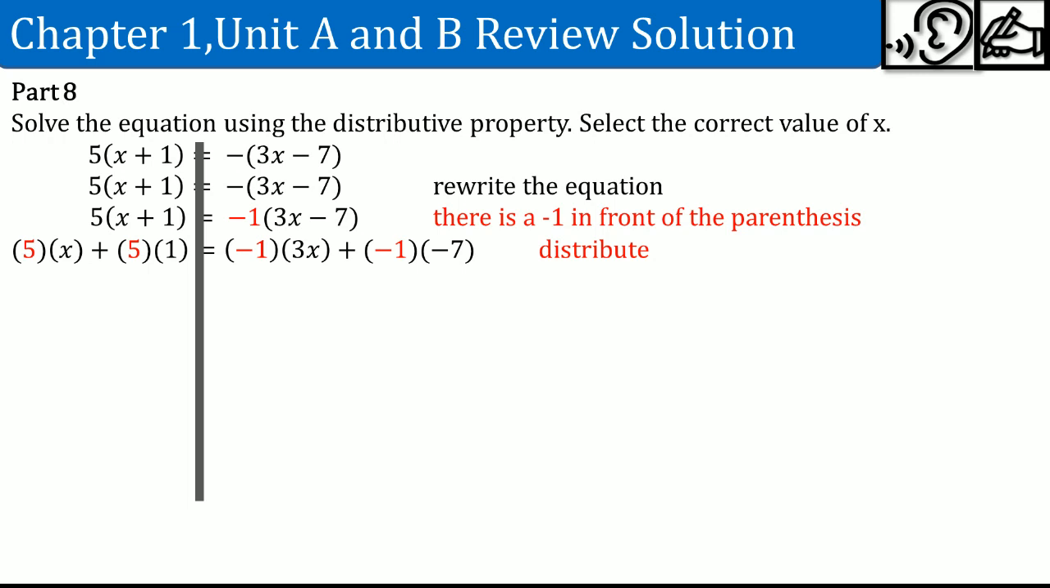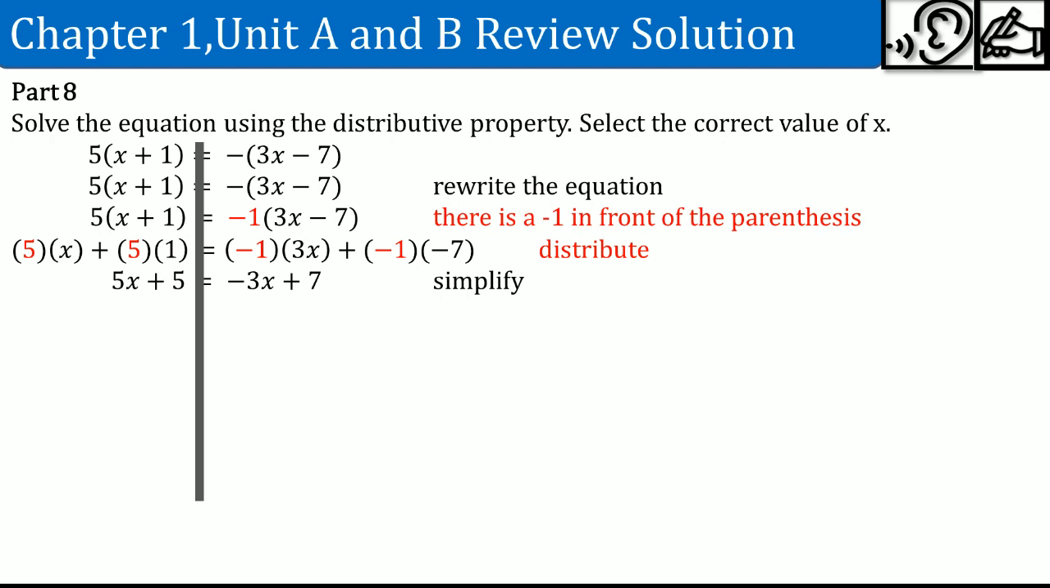So I see that there are parentheses on both sides, so I'm going to distribute. 5 is going to be multiplied to the x, and 5 is going to be multiplied to the 1 on the left-hand side of the equal sign. Then the negative 1 is going to be multiplied to 3x, and the negative 1 is going to be multiplied to negative 7 on the right-hand side. Let's do some simplification. 5 times x is 5x. 5 times 1 is 5 on the left-hand side. Negative 1 times 3x on the right-hand side becomes negative 3x, and negative 1 times negative 7 becomes a positive 7. This is how it looks after you simplify.